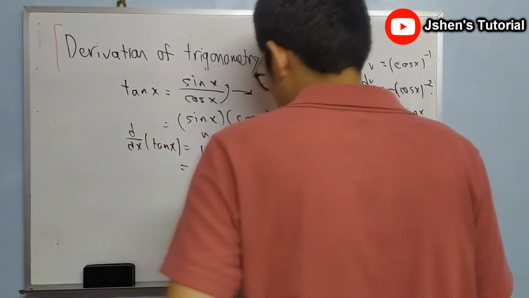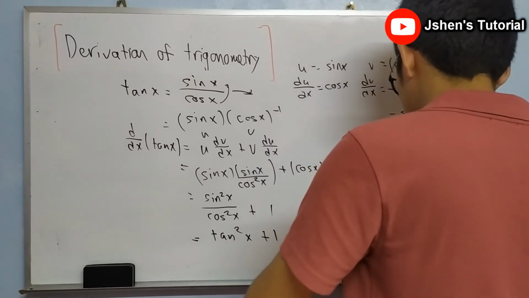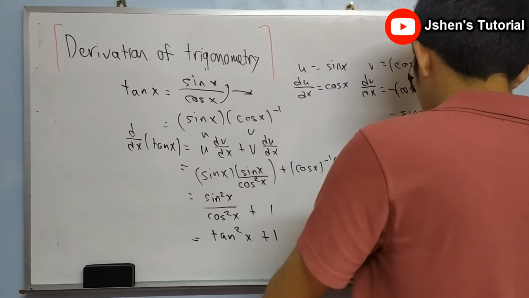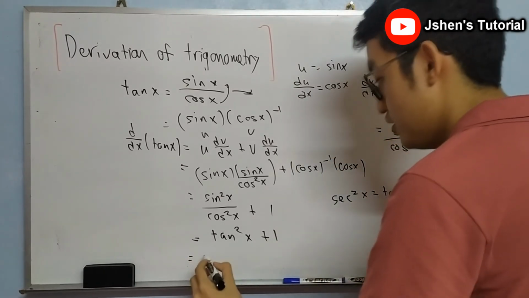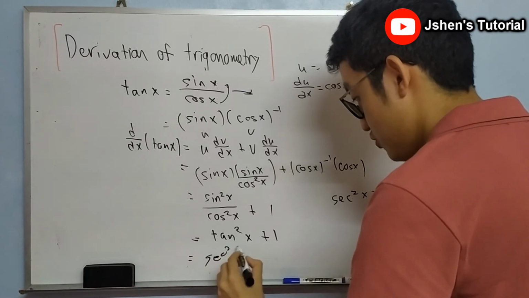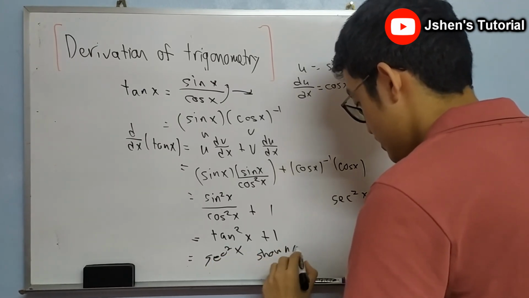Okay, trigonometry identity: secant square x equals tangent square x plus 1. Okay, so you directly obtain secant square x. Shown. This is what we want.